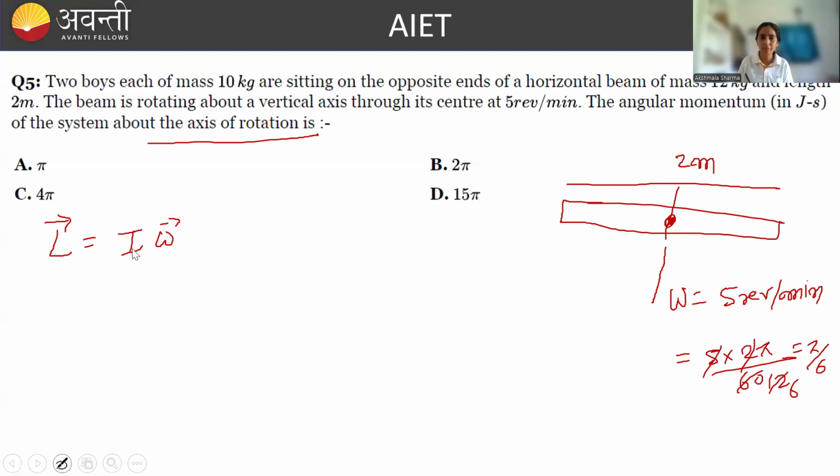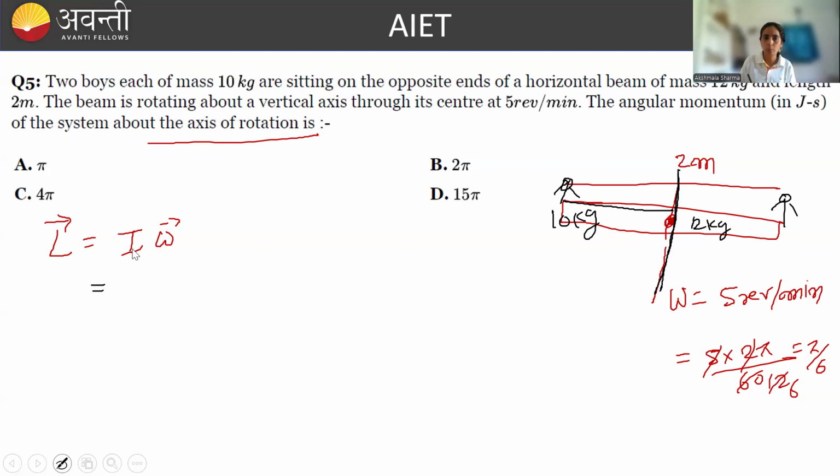Now what is the moment of inertia of the system? There are two boys here, 10 kg, 10 kg mass. And then there is a beam of 12 kg mass. So there are three things in the system. Moment of inertia will be the sum of all these three moments of inertia. So how will you write I? First person's mass is what? 10 kg. It is at what distance from the axis of rotation?